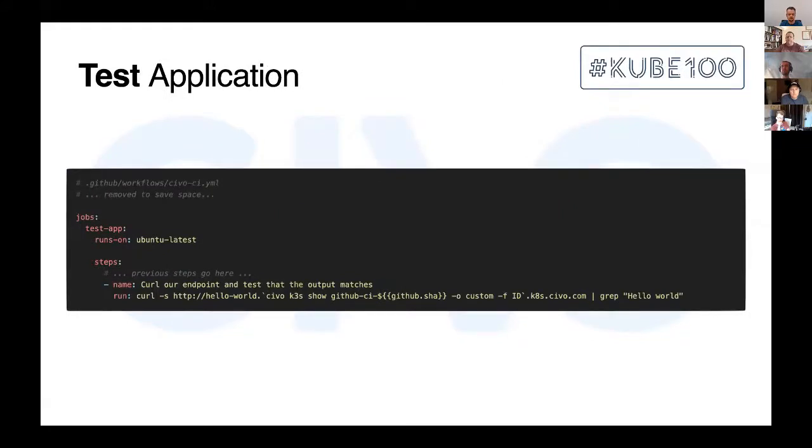You then do whatever steps you want to do to test your application. So we're going with a very simple example. We're just going to curl our /endpoint and make sure that the output matches hello world. In reality, you could hit an endpoint that tests your application's internals, make sure it can connect to the database, things like that. Whatever test you want to run, but this is now running in a full Kubernetes environment.